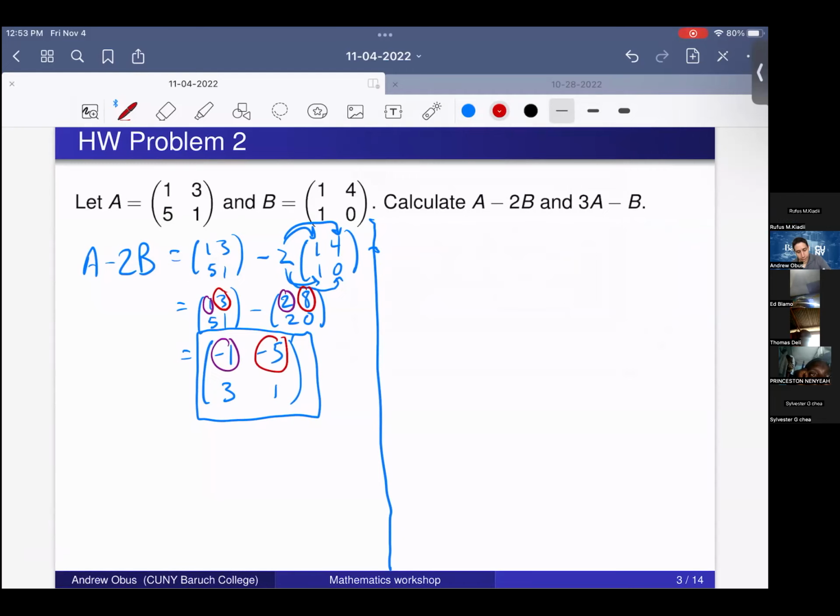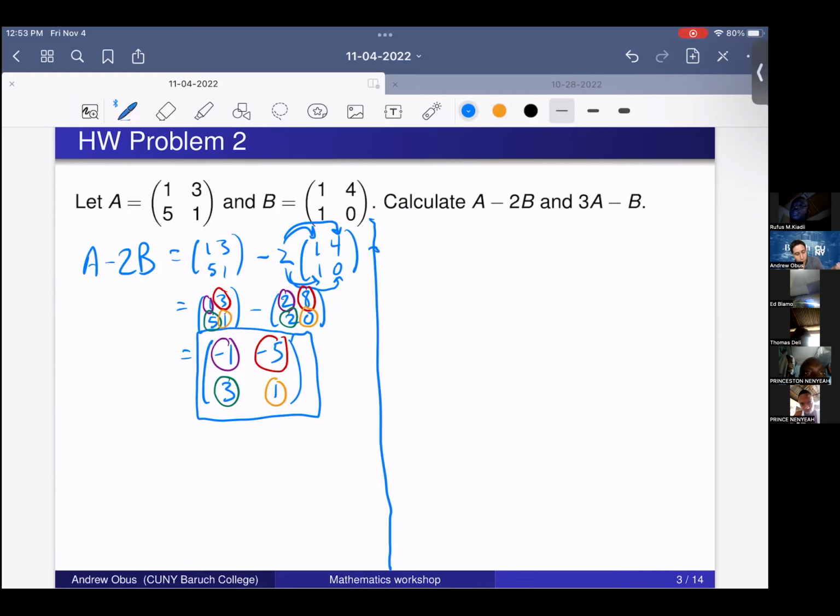And if I want my lower left entry, that's 5 minus 2. That's going to get me 3. And if I want my lower right entry, that's going to be 1 minus 0, and that's going to give me 1. So that's how I get all of these different entries. Is that okay? Yeah. Thank you. Great. You're welcome.